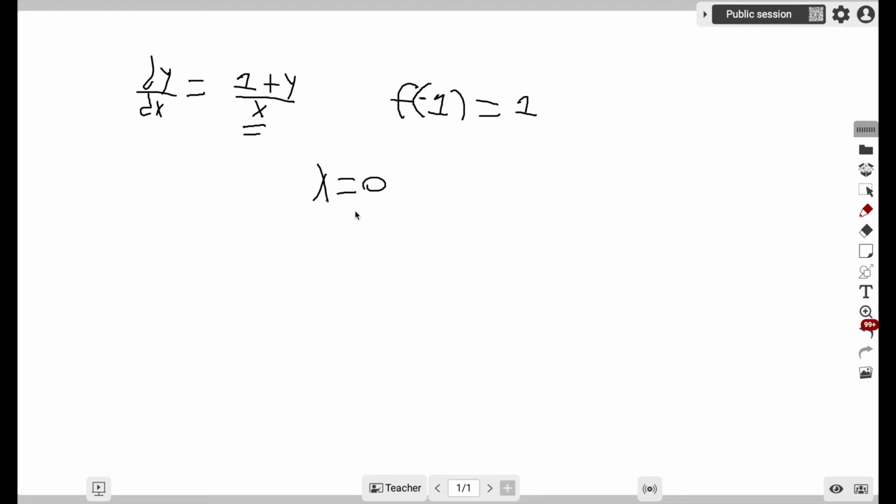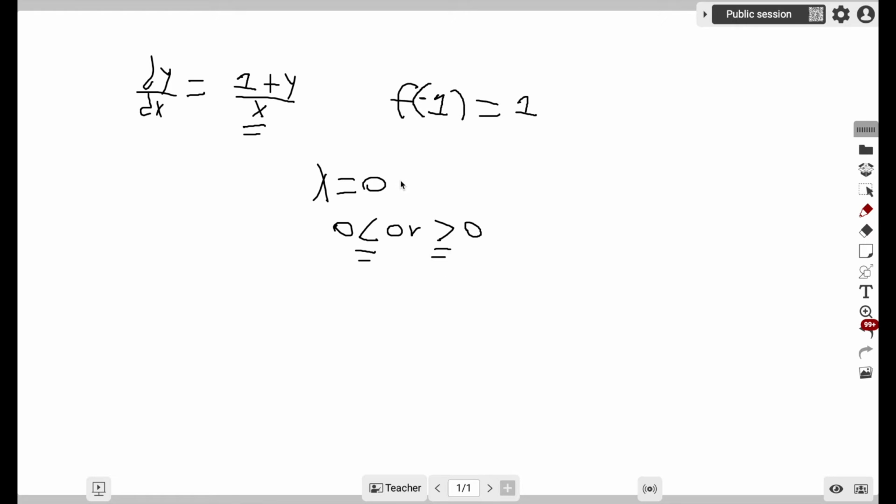Now, x equals 0 is not our domain. We either want to say that it will be less than 0, or it will be greater than 0. So which one would it be? How do we find that? How do you find if it's either less than or greater than?